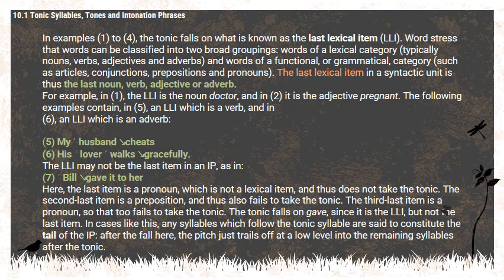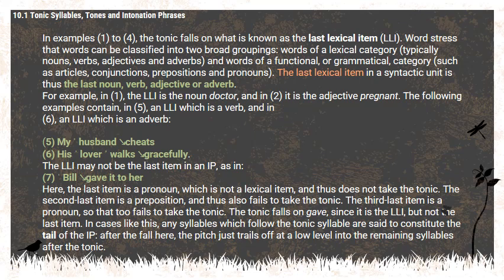The following examples contain, in number 5, an LLI which is a verb, and in number 6, an LLI which is an adverb. Number 5, "My husband cheats." Number 6, "His lover walks gracefully." The LLI may not be the last item in an IP, as in number 7, "Bill gave it to her." Here, the last item is a pronoun, which is not a lexical item and thus does not take the tonic.